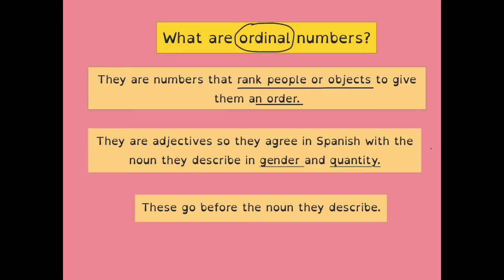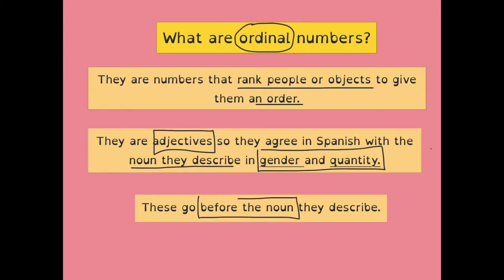Now, the important thing to note here is in Spanish, these are considered adjectives. So we know that in Spanish, adjectives have to agree with the noun they describe in two ways, gender and quantity. So these numbers have to have the same gender and quantity as the noun they describe. And unlike other adjectives in Spanish, these are actually going to go before the noun they describe, since we're dealing with the quantity of something. When we're ranking things, we're giving things in nice order.